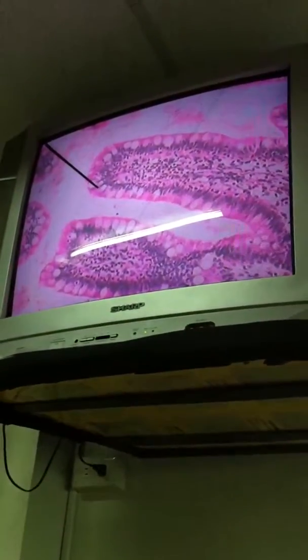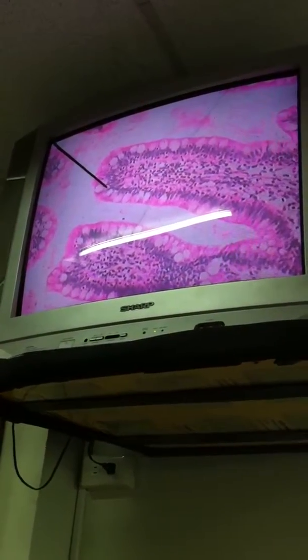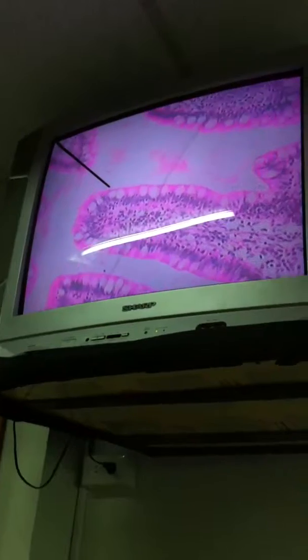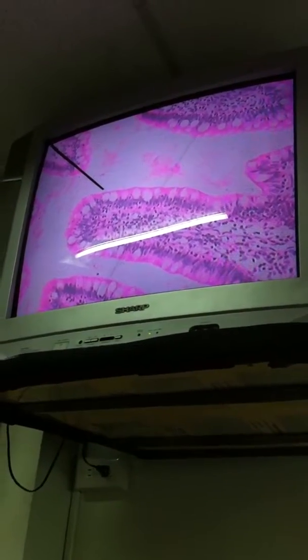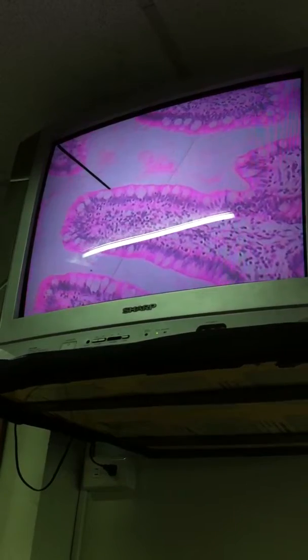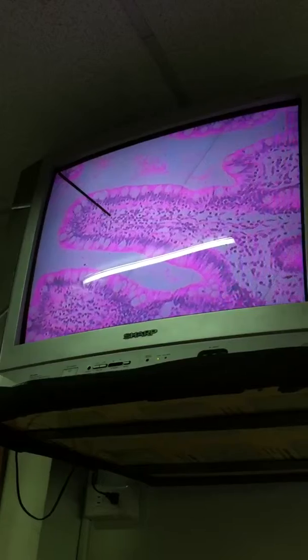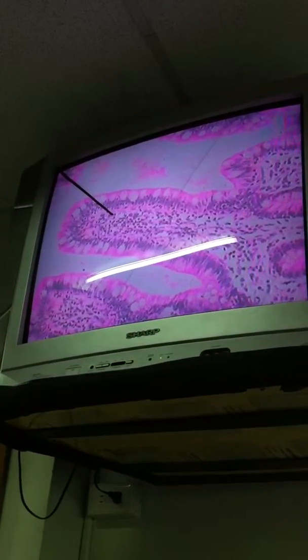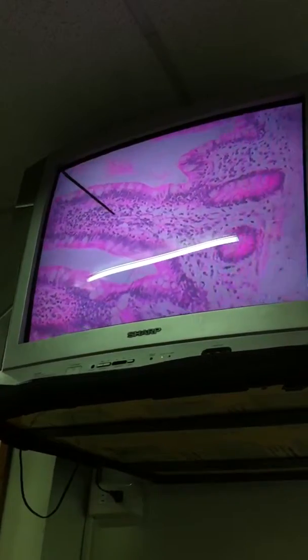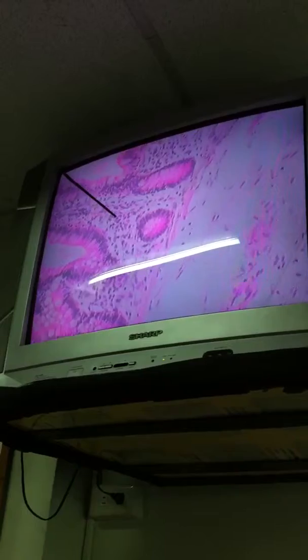So you can see that the lining epithelium of the villi is composed of simple columnar epithelium with goblet cells, shown at the tip of the pointer. Now the lining epithelium is resting on a lamina propria. Together, the lining epithelium and the lamina propria make up the mucosa. If you notice, the lamina propria is still studded with a lot of lymphocytes.